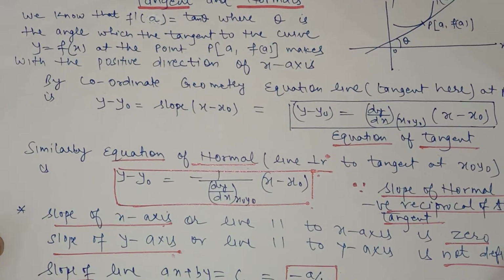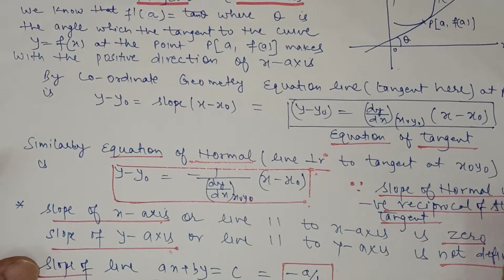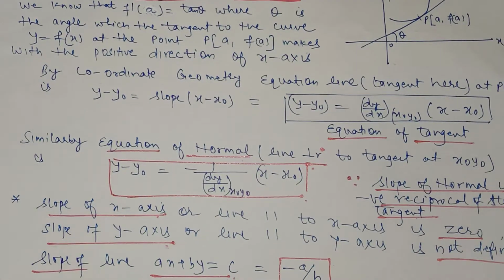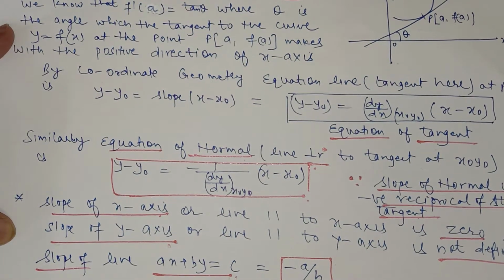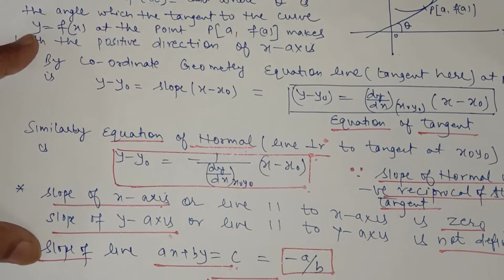Now you know that the slope of the x-axis, or of any line parallel to the x-axis, is 0, and the slope of the y-axis, or of a line parallel to the y-axis, is not defined. So this is the basic concept for exercise 6.3, which we'll discuss now.